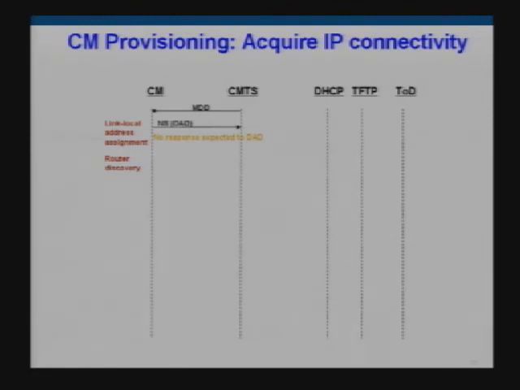Then the next step is router discovery, right? In the router discovery phase, it sends a router solicitation message which will be received by the CMTS. And the CMTS will respond back with a router advertisement. The key is that in the router advertisement, the CMTS will have the M and O bits set, indicating that it has to go with the stateful auto configuration, which is DHCPv6.